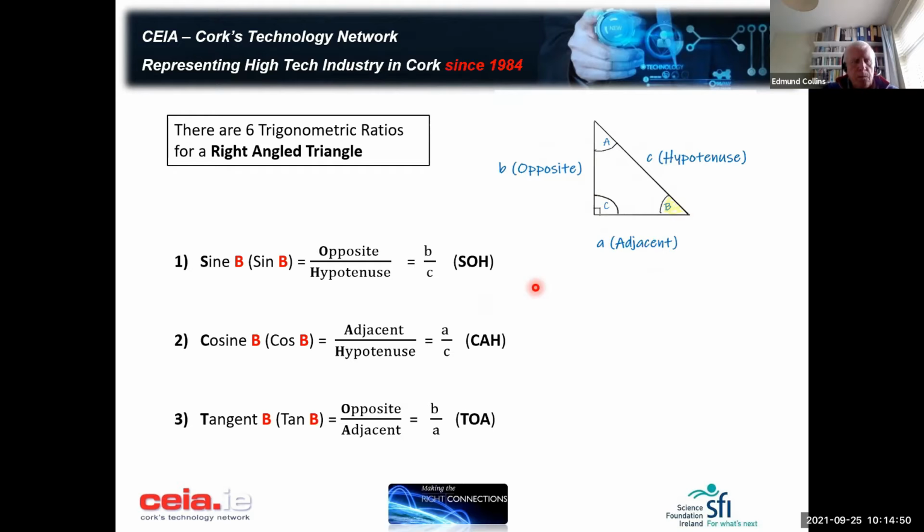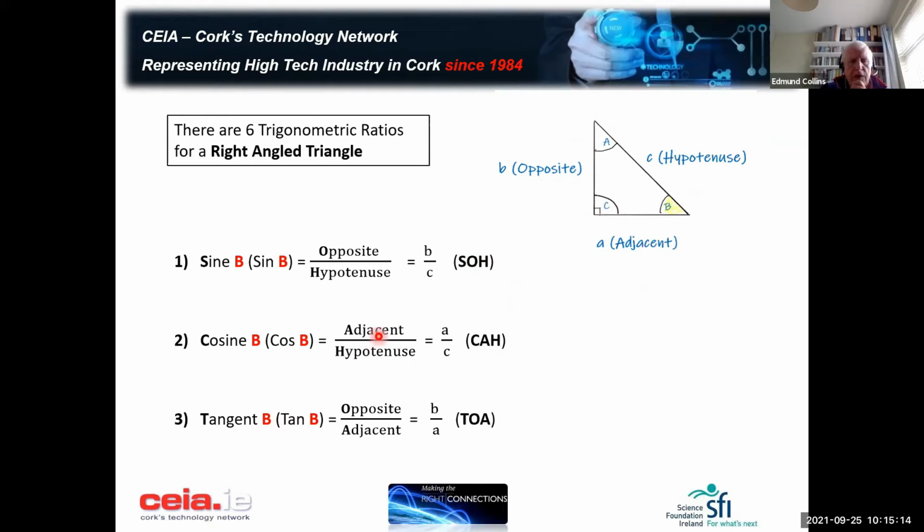So sine of B is the opposite over the hypotenuse. So that's length B over C. And that's called SOH. So we can see here S for the sine, O for the opposite, and H for the hypotenuse.